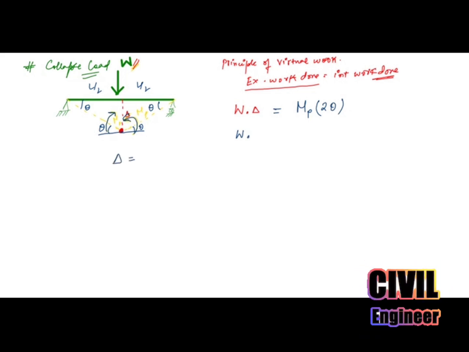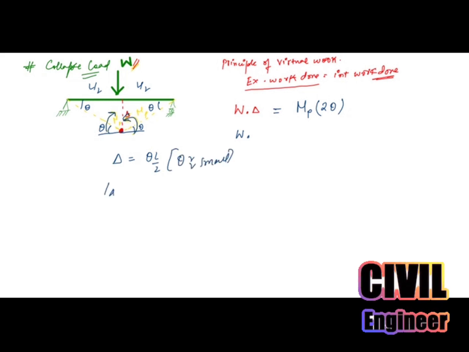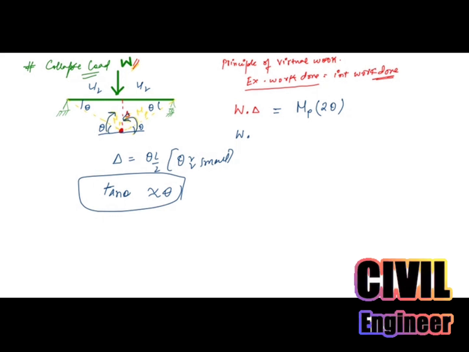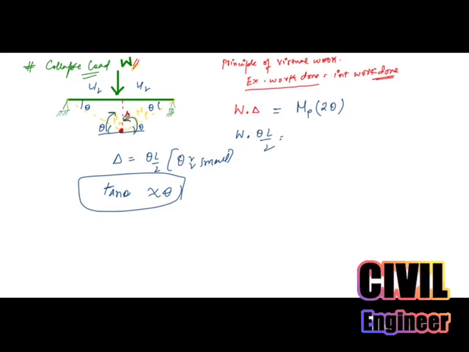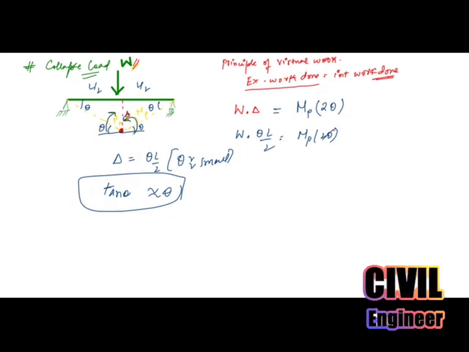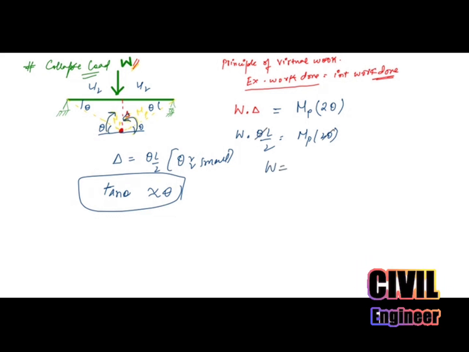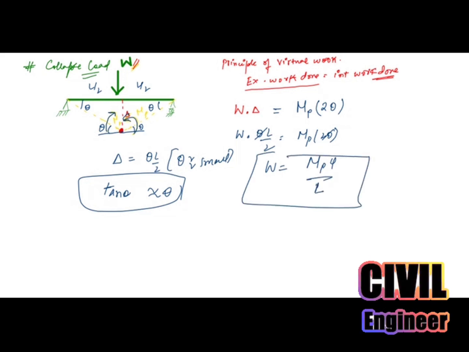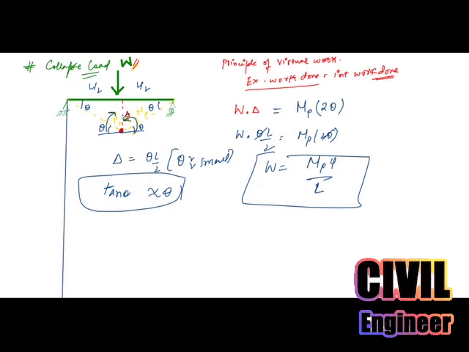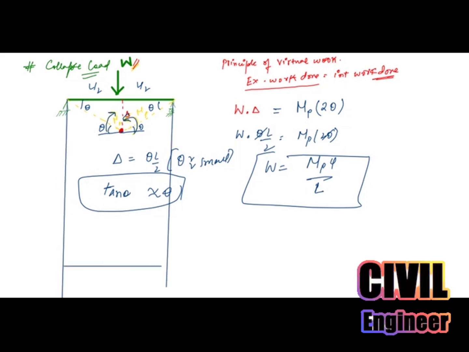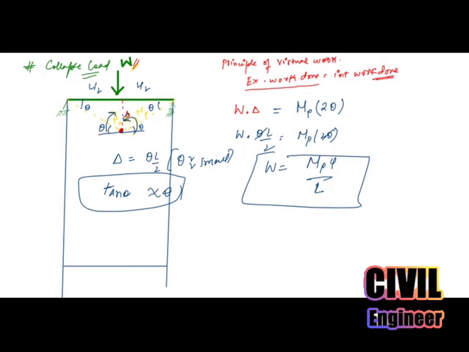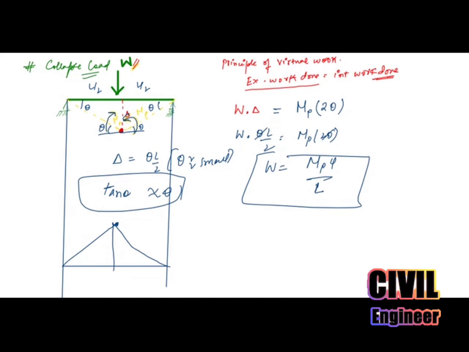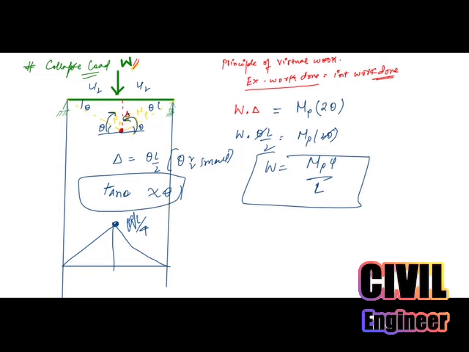So delta will be equal to theta L by 2, for small theta, taking tan theta equal to theta. So W into theta L by 2 will be equal to MP into 2 theta. Theta will get cancelled, so we get W equal to 4 MP by L. If you see the bending moment diagram, the maximum is here, which is equal to PL by 4 or WL by 4. This is case number 1.